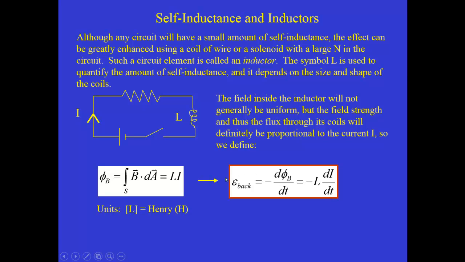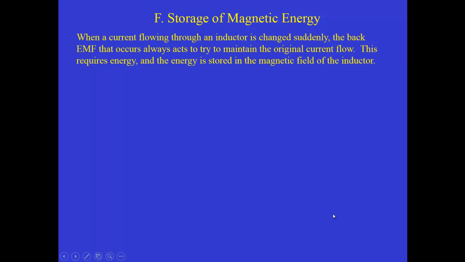And we see that this induced EMF caused by an inductor, by current changing as it flows through an inductor, is equal to minus L times the rate of change of the current. Now, one last thing that we can easily quantify: the back EMF that happens when the current flowing through the inductor changes always tries to maintain the original current flow. It opposes the change, and by opposing the change, it's acting to try to keep the current flowing at its original rate. And that requires energy.